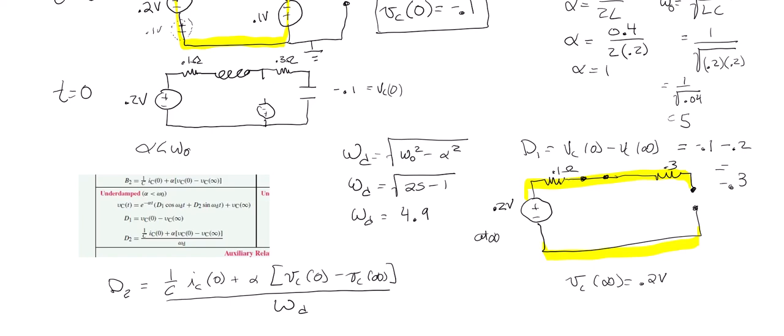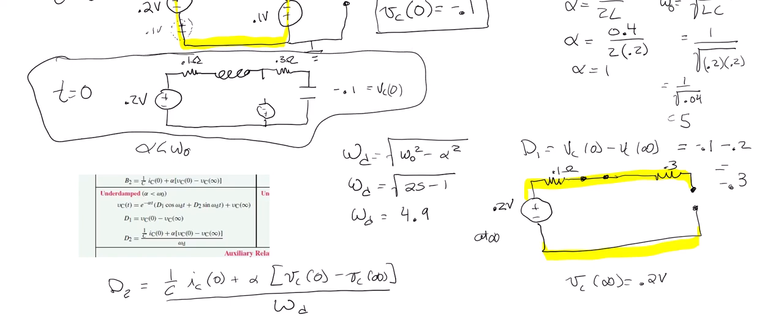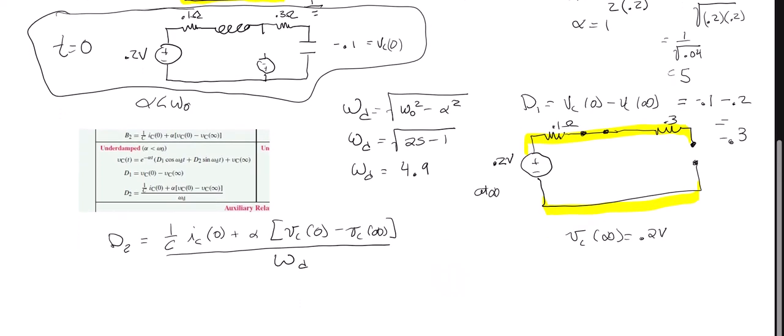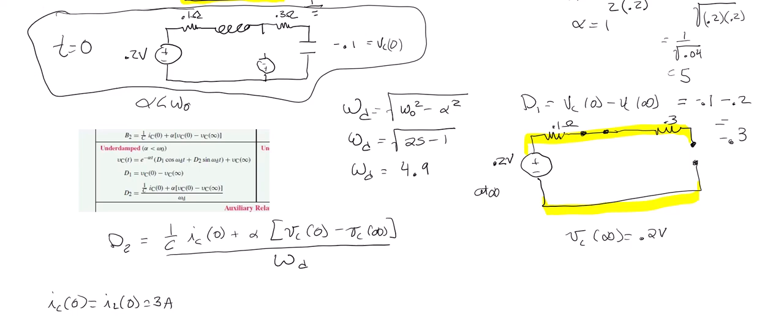IC of 0 is going to be the current through the capacitor right here. And since we just have one circuit that's everything is in series, everything has to have the same current. And so IC of 0 has to be the same as IL of 0, which we found earlier. So IC of 0 equals IL of 0, which was 3 amps. So now I think we have everything we need here.